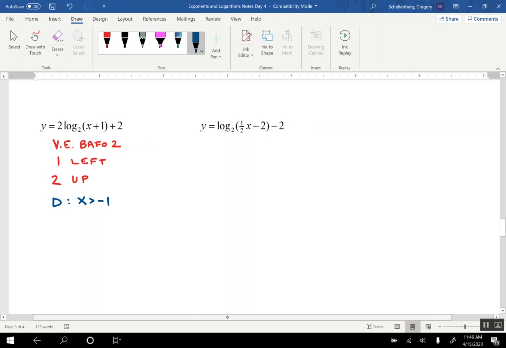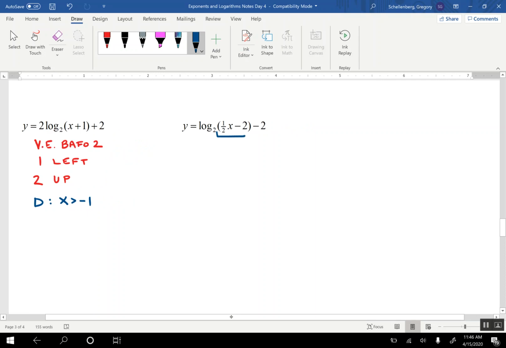Okay, and this next one, I just want to be careful with this. This is not in factored form. And so hopefully you remember back to our transformations unit, we must be looking at a function in factored form so that we can do our transformations in the order they appear, from left to right. So my first step here is I'm just going to rewrite this in factored form. So we get y is equal to log base 2 of, and I'm just factoring out a 1/2, which leaves us with x minus 4, and then minus 2.